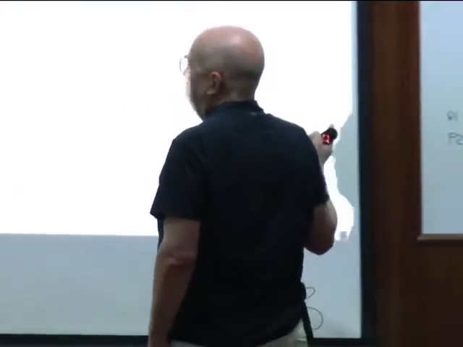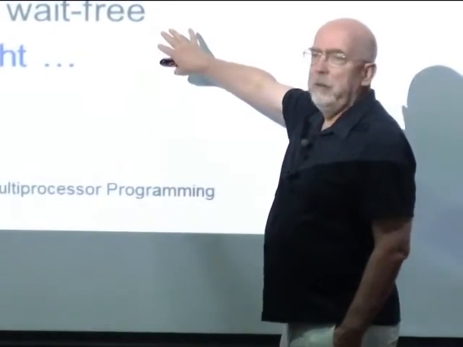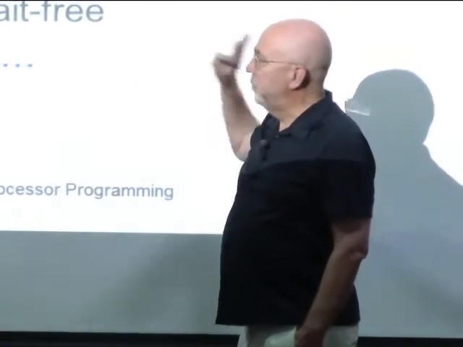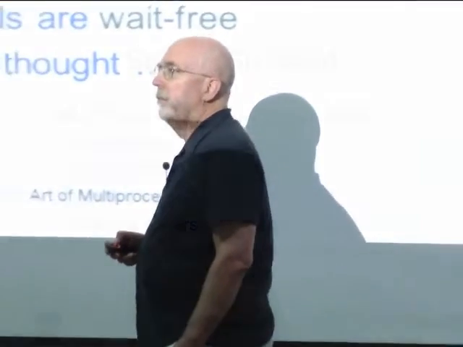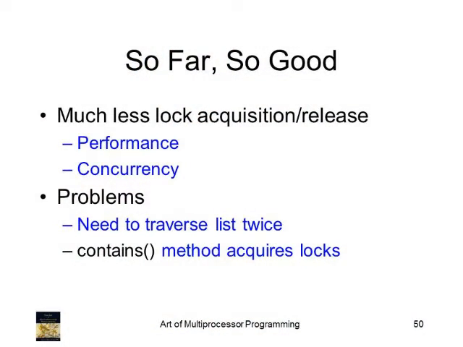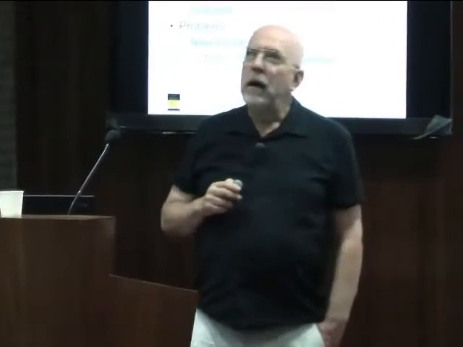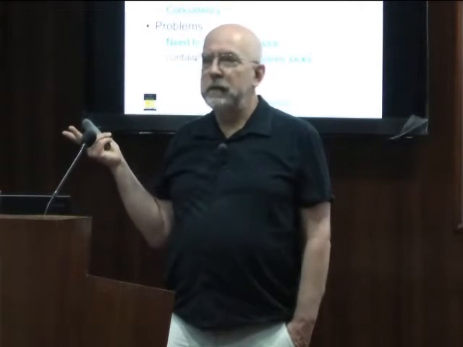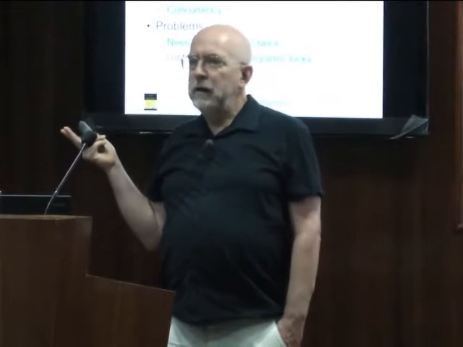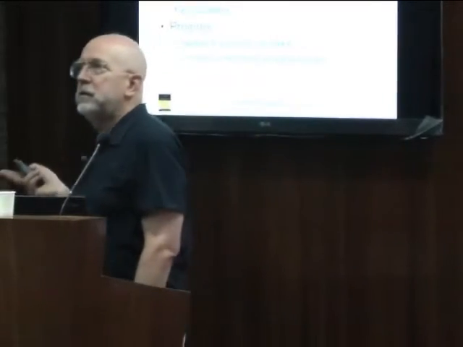This idea of having a wait-free traversal where we don't acquire any locks is going to be important later on, so keep that in the back of your minds. So at least on paper, this has better performance and more concurrency than the hand-over-hand locking. But it does have the disadvantage that you have to traverse the list twice, and the contains method has to acquire locks.